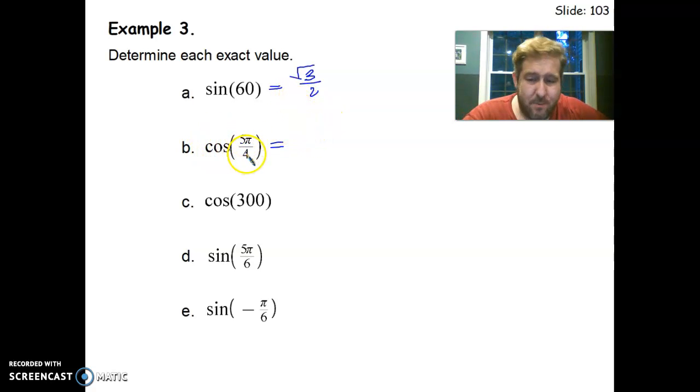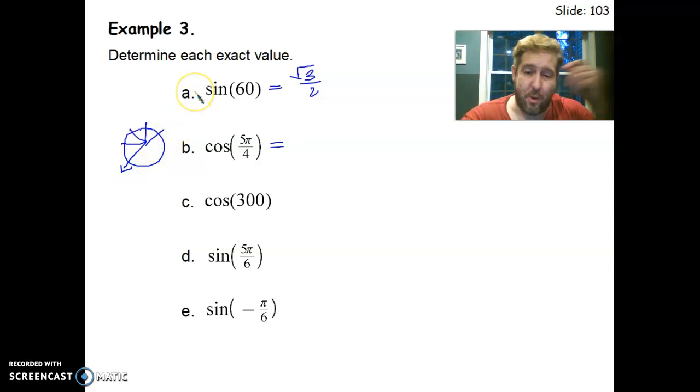Cosine of 5 pi over 4. So the first thing I need to ask myself is, where on the circle is that? So this will be 1 pi over 4, that's 45 degrees, 2 pi, 3 pi, 4 pi, 5 pi. So I know I'm right here. I know I'm in the third quadrant. I basically have a 45-degree reference angle in the third quadrant.